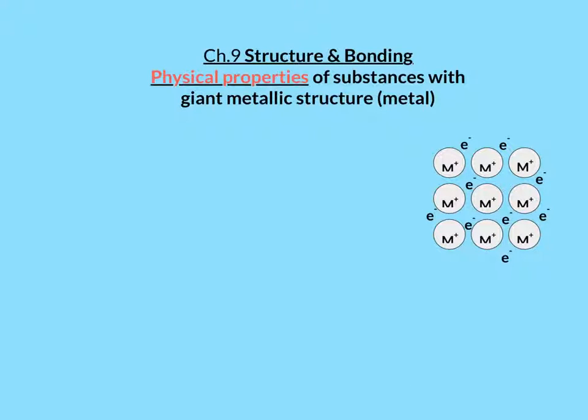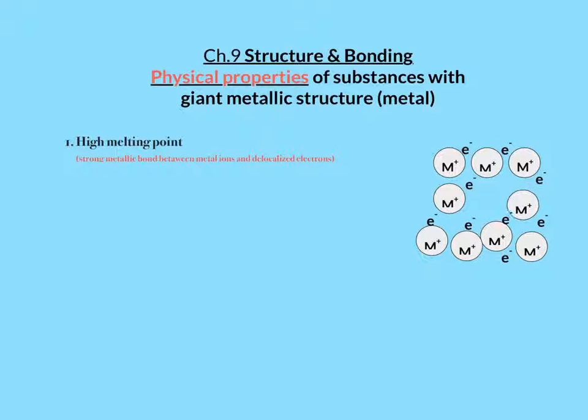Knowing more about the structure of metals, we can explain some of the physical properties of the metals. First of all, metals generally have high melting points, about 1000 to 2000 degrees Celsius, except those for the group 1 elements. Metals have high melting points because there are strong metallic bonds between the metal ions and the delocalized electrons in the structure. Therefore, a large amount of energy is required to overcome the strong bonding between the ions and electrons.